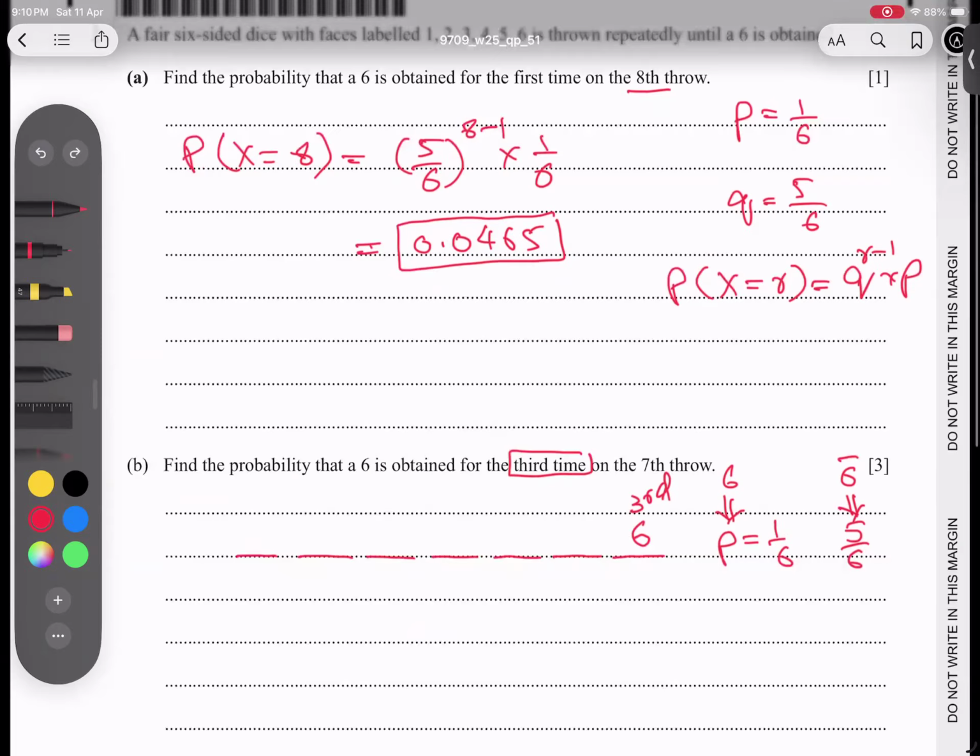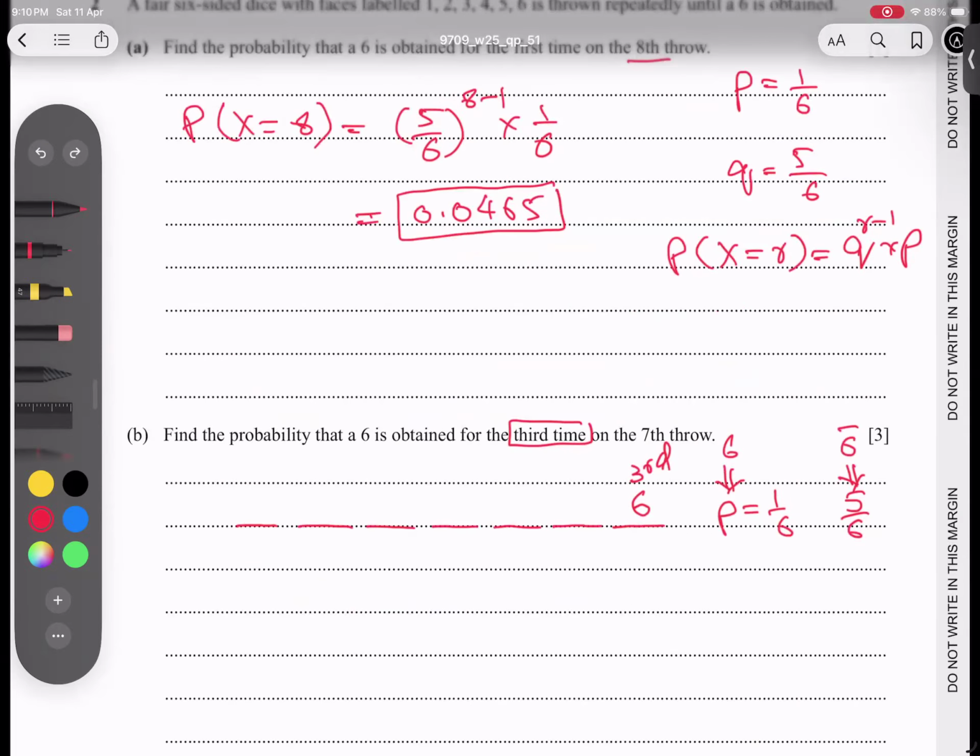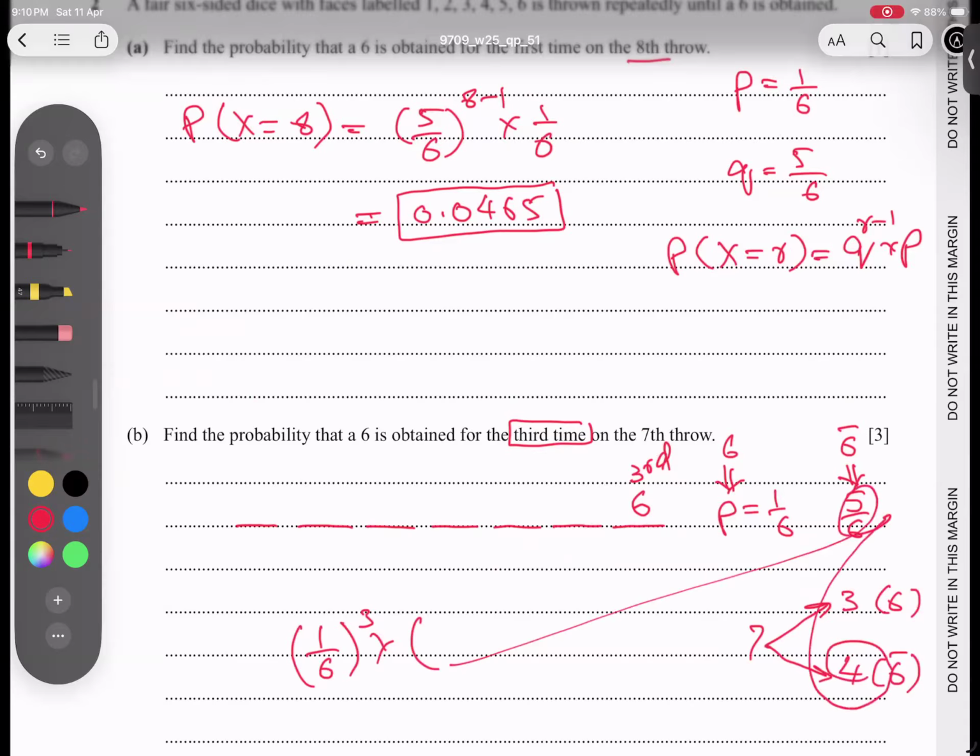So first of all, if we look carefully, because 6 is appearing a total of 3 times, I can say 1 over 6 to the power 3, and not 6 is coming naturally 4 times. How come? 1, 2, 3, 4, 5, 6, 7. If out of 7, 3 times 6 is appearing, then 4 times not 6 must be there. That is why I must write 5 by 6 to the power 4.